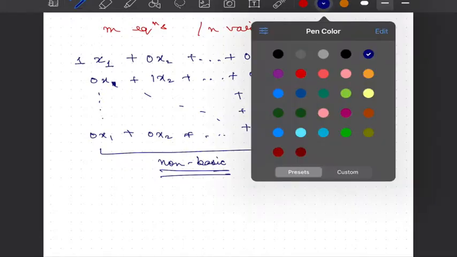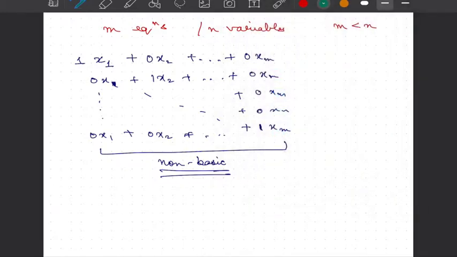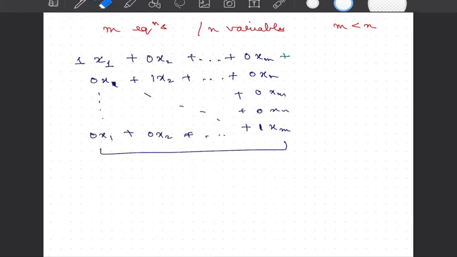Then we will have another n minus m variables declared as non-basic. So these would be basic; I'm sorry, because we will not set x1 equal to 0, we will call them basic variables, and the other variables would be set as non-basic, to which we would assign the value 0 to get the first solution that is readily available.